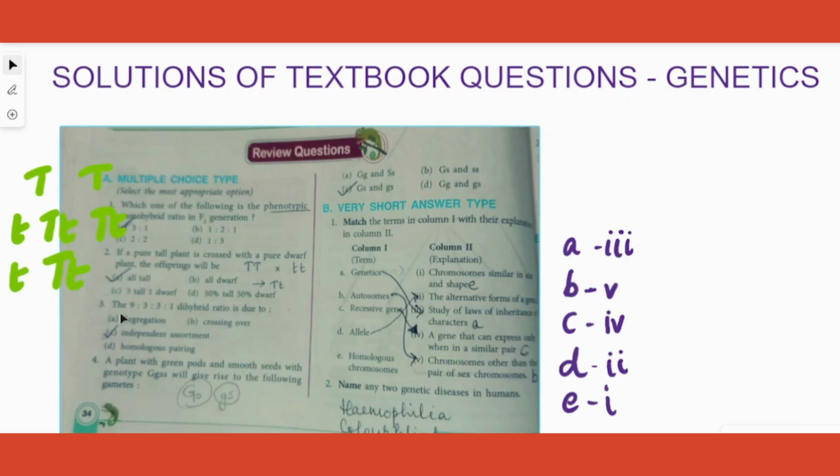Next question, 9 is to 3 is to 3 is to 1. Dihybrid ratio, it is independent assortment. Please learn it up because this comes as an MCQ in your board as well.